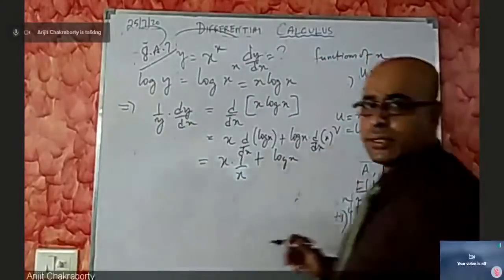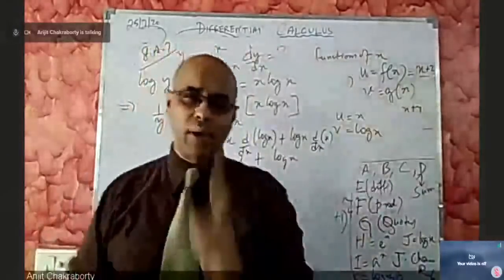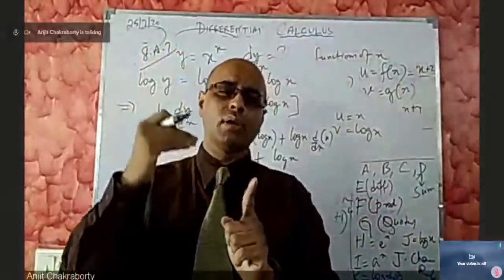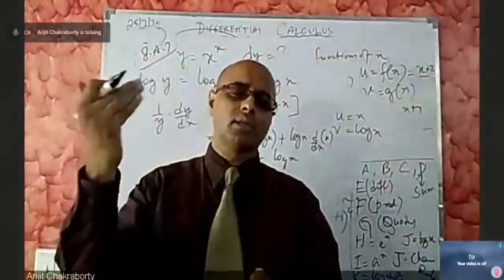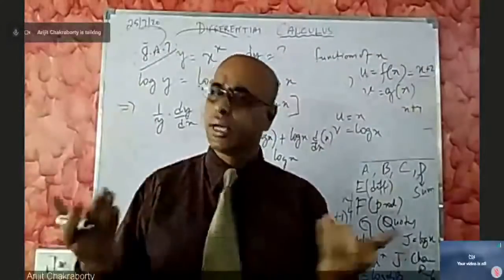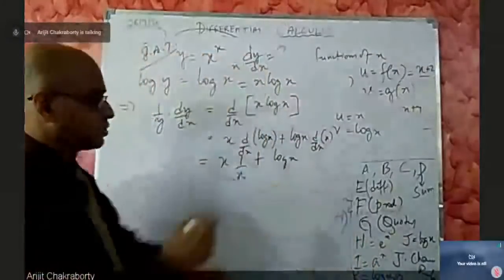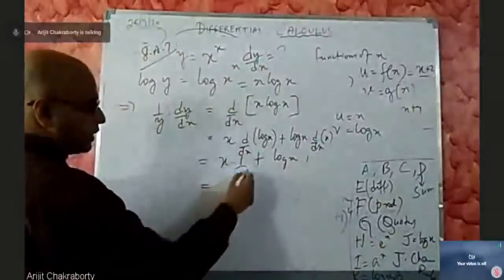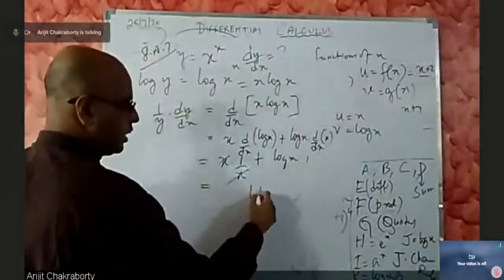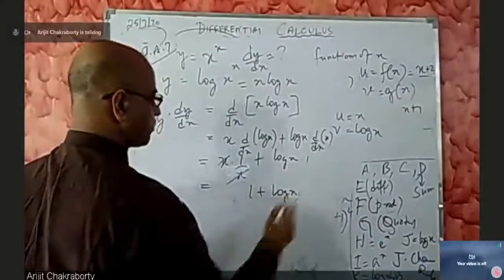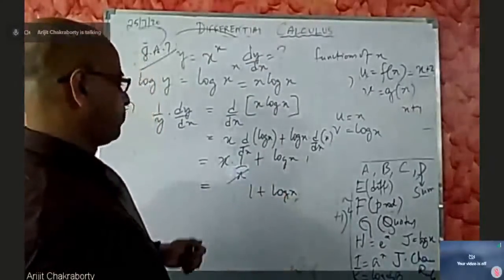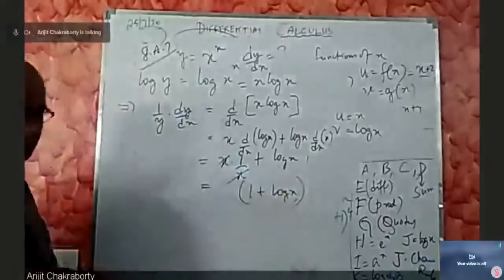d/dx of x. What is d/dx of x? It is 1, because x to the power 1 gives x to the power 1 minus 1, that is x to the power 0, which is 1. So this is into 1. What I am getting is that 1 cancels out, and it becomes 1 plus log x. Okay, 1 plus log x.